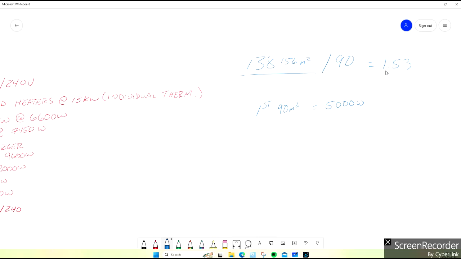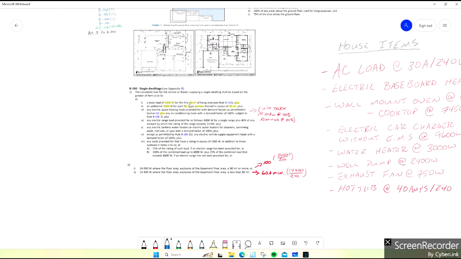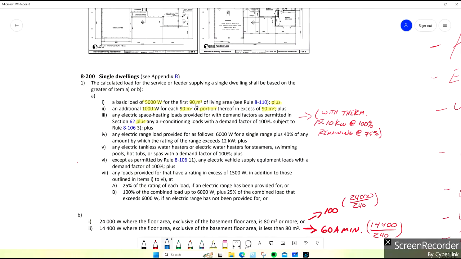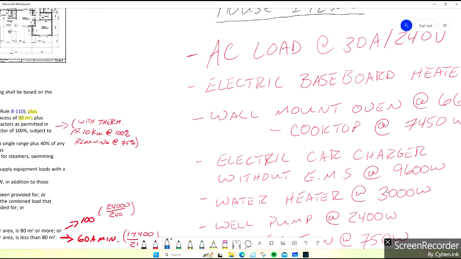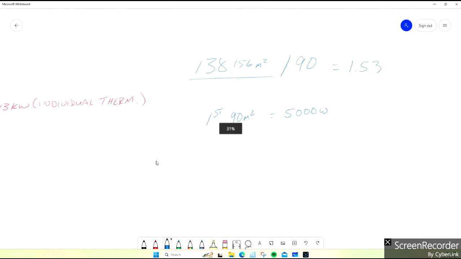That tells me that I have definitely one portion of 90 square meters. This half is going to kick me over to another portion, because when you look at the rule, it says there's your 5,000 watts for the first 90 plus an additional 1,000 for each 90 square meters or portion thereof in excess of 90 square meters. So I have to apply the remainder. I'll just put remainder.